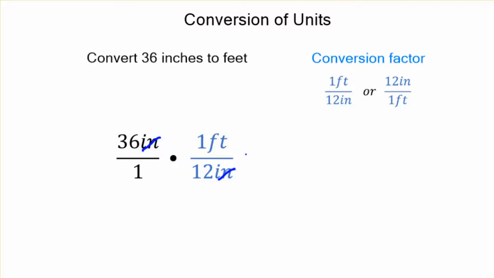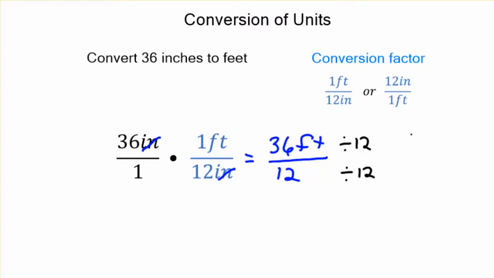And we go ahead and multiply that. 36 times 1 foot, 36 feet. And 12 is on bottom. All we have to do now is simplify what goes into 36 and 12. The greatest common factor is 12. You just divide by 12 on top, divide by 12 on the bottom, and your final answer is going to be 3 feet.